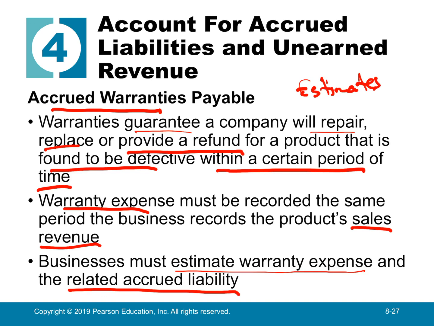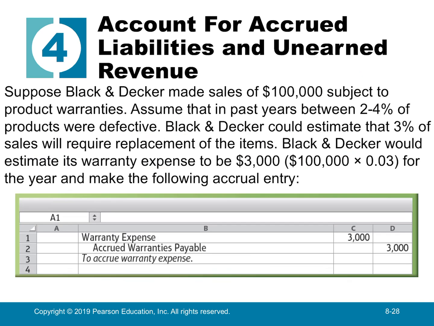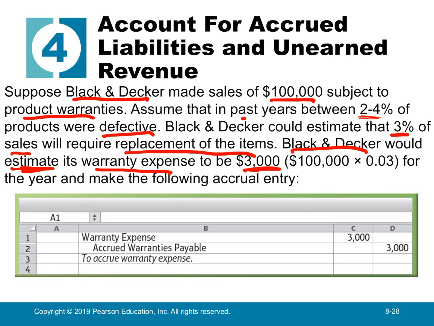So again, we're going to do one of those buckets like we created for bad debt expense back when we were doing accounts receivable. Very similar thought process. So here's an example that hopefully makes more sense. Suppose that Black & Decker, they make tools, sold $100,000 worth of stuff that had product warranties to it. Assume that in the past, they found that between 2 and 4% of the products were defective. So a fair estimate would be that 3% of these sales are going to require replacing the items. So the company, Black & Decker, is going to estimate a warranty expense of $3,000.